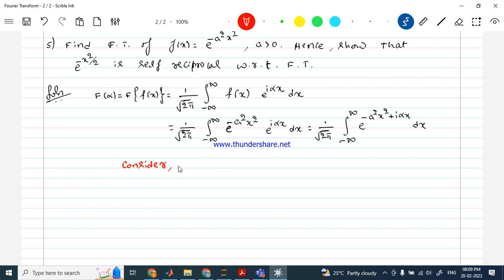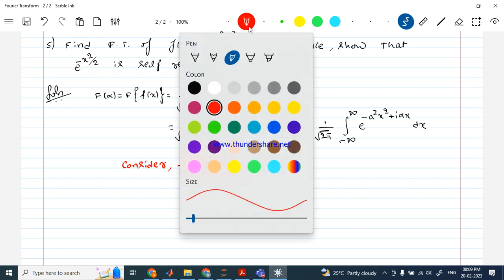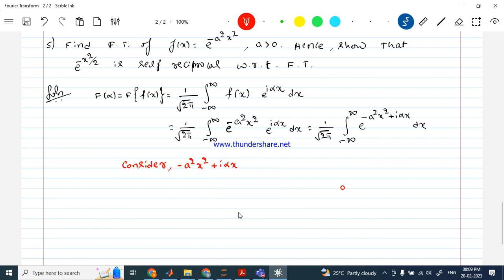So consider this expression now: minus a square x square plus i alpha x. This is equal to, first, I will take minus a square common from this. I just want to bring completing the square into the picture here. So minus a square is taken out. What is left? x square, and since minus is taken common, it should be minus i alpha x by a square.